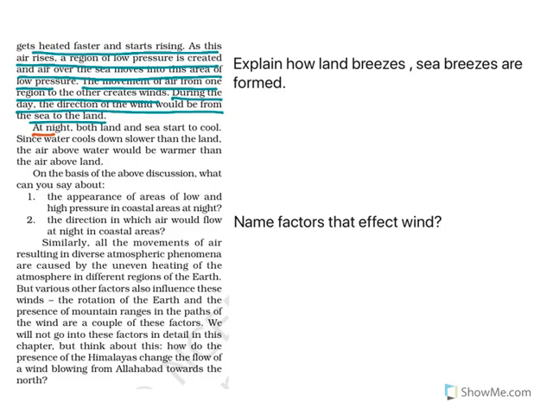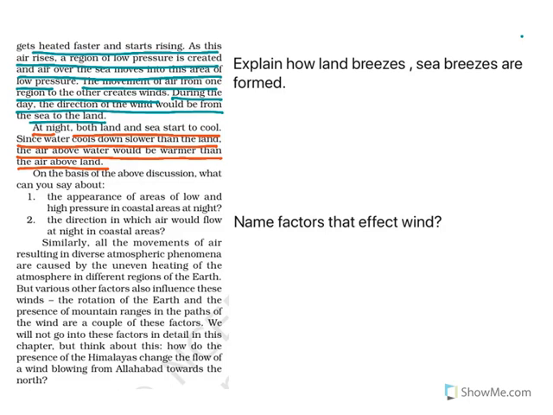At night, both the land and the sea start to cool. Since the water cools down slower than the land, the air above the water would be warmer than the air above the land. And hence, during the night, we'll have breezes from the land to the sea.